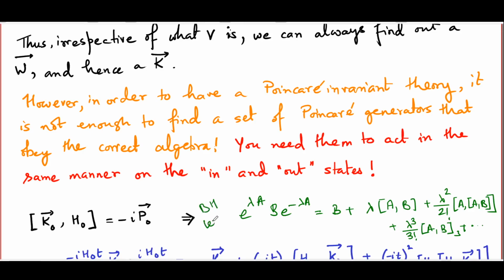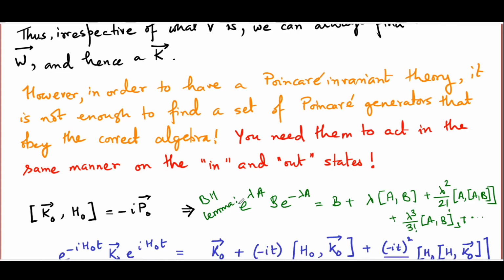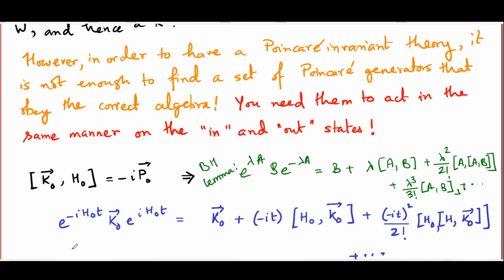This is the standard Baker-Hausdorff lemma. Now, using the Baker-Hausdorff lemma, what we can do is figure out an expression for e to the minus iH0t K0 vector e to the iH0t. The first term is just K0 itself, the next term will be minus it, the value of lambda, times the commutator of H0 with K0.